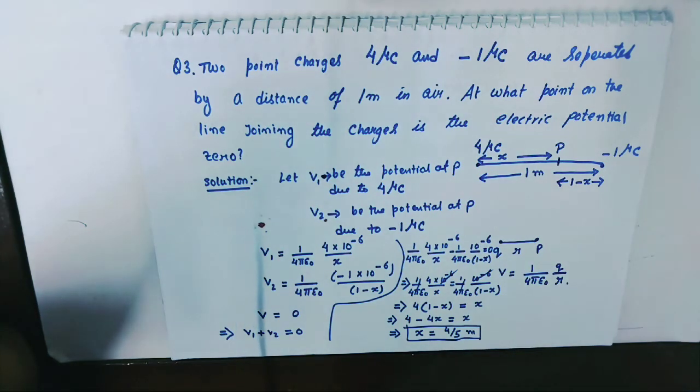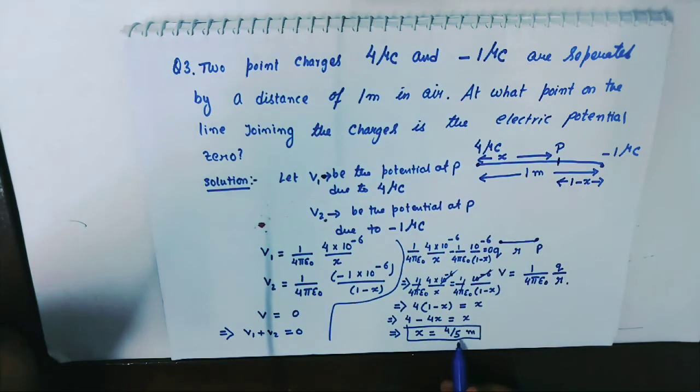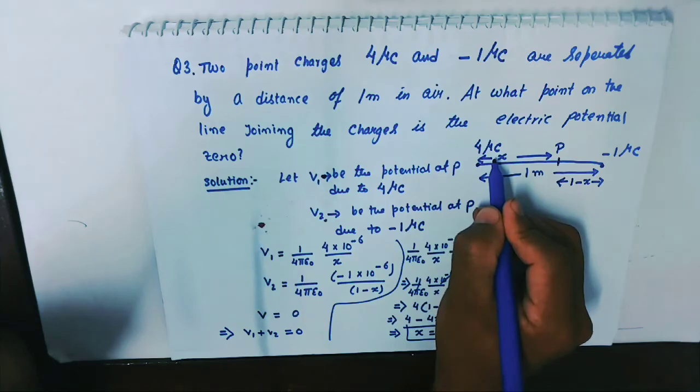So for the net potential to be 0, this point P must be at a distance of 4 by 5 meter from the charge of 4 microcoulomb.